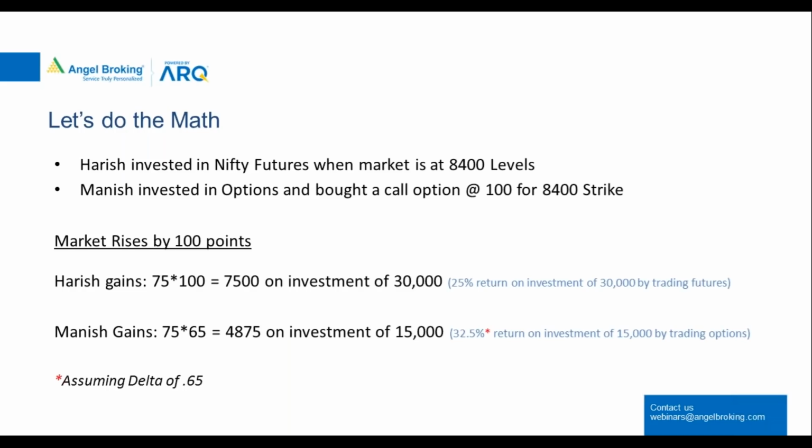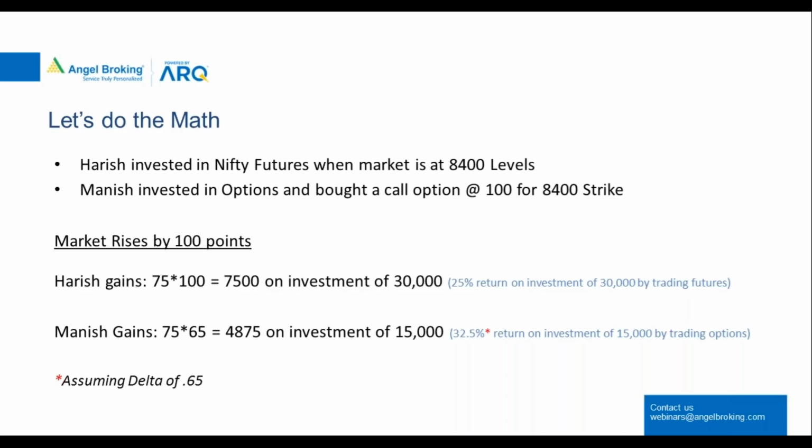In the earlier example, we looked at when the market has corrected by 100 points. Now we look at the market rising by 100 points. In this case, Harish gains 75 into 100, that is 7,500. This 75 is the market lot of Nifty. So if you are looking to trade in stock options, you should understand what the market lot of that particular stock option is. This data is very easily available, so you should look at the market lot before taking a position.